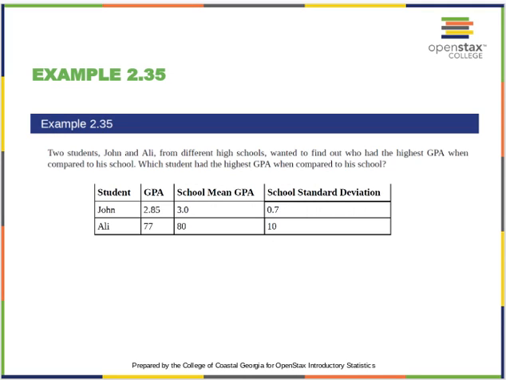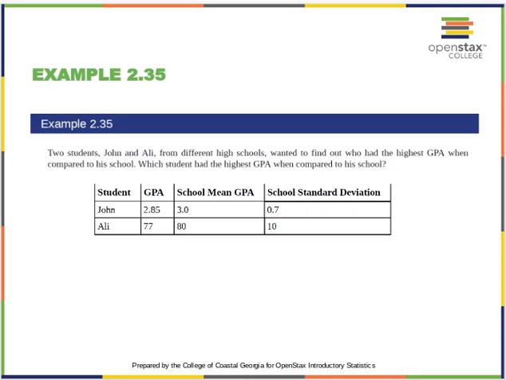We have two students, John and Allie, from different high schools who wanted to find out who had the highest GPA when compared to his school. Which student had the highest GPA when compared to his school? This is what I mean by using a common unit. We don't know how the GPA is scaled for, I assume John has a GPA on a scale going to 4, which is really common. The other GPA, I have no idea. Another good example would be ACT and SAT. We want to be able to compare them even though they're in very different units.